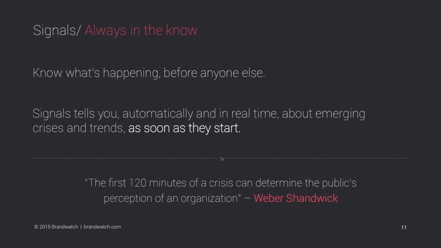So what it does is it looks at a mention. Take a tweet, for example. It would look at who posted it, when they posted it, where they posted it, what was the sentiment, the hashtags, the links, what are the interesting facets of this piece of conversation, and then compares it to all the other conversation going on at the same time.